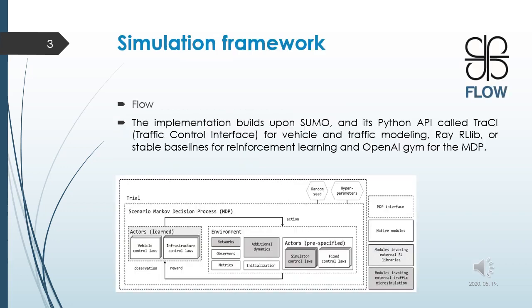Flow is created to fill the gap between modern machine learning and complex control problems in traffic. It is a computational framework for traffic microsimulation with reinforcement learning methods. It was developed at University of California, Berkeley. The implementation builds upon SUMO and its Python API called TraCI for vehicle and traffic modeling, RLlib or Stable Baselines for reinforcement learning, and OpenAI Gym for the Markovian decision process. Scenarios are defined within the Markov decision process framework.